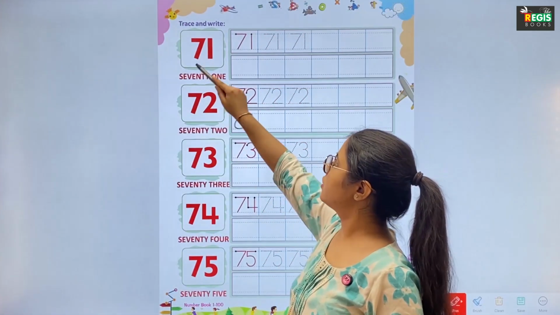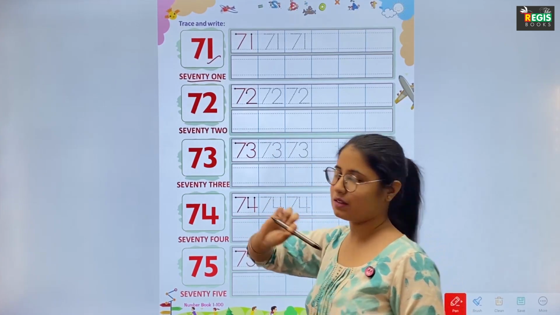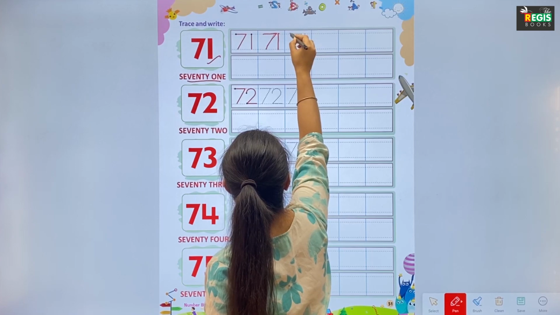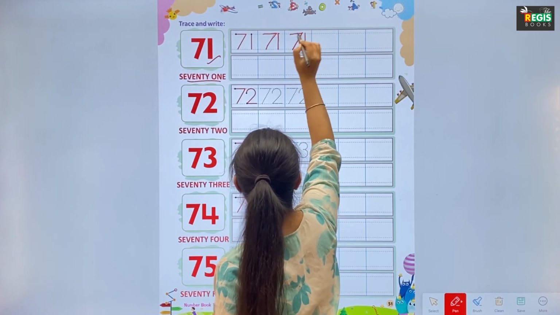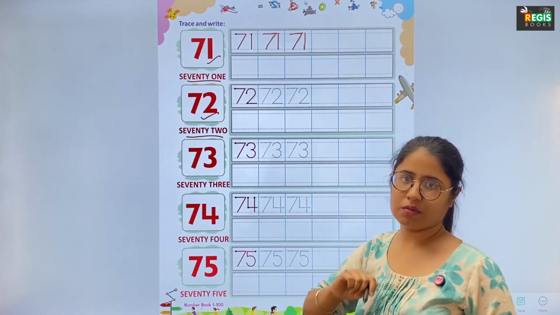Trace and write 7, 1, 71. 7 and 1 together. 7, 1, 71.